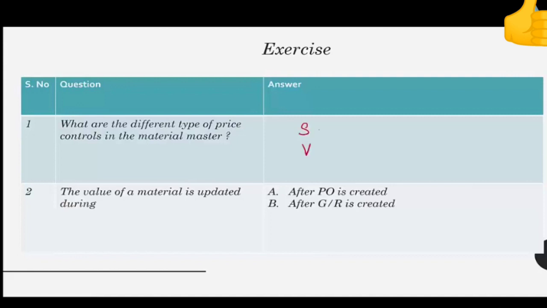So what are the different types of price controls in the material master? S for standard and V for moving average. And when is the value of a material updated? Is it during PO creation or during GR creation? It's during GR creation.